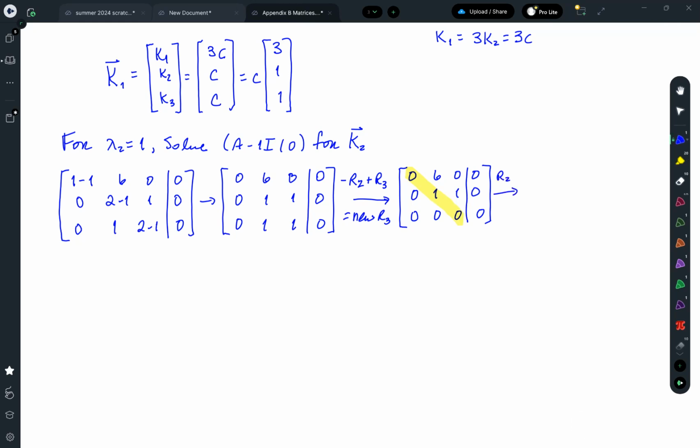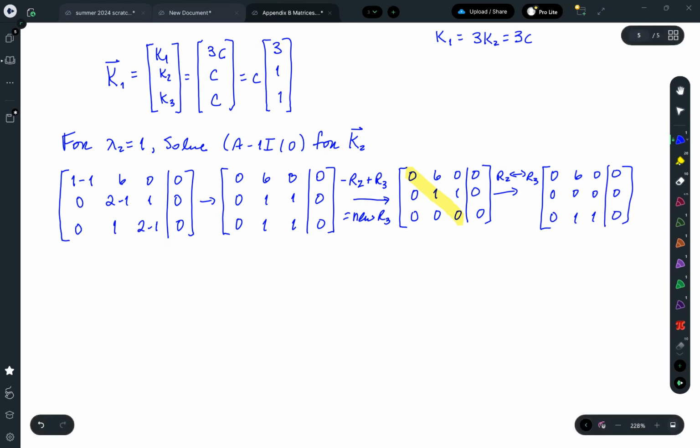So I'm going to take row 2 and swap it with row 3. Row 1 stays 0, 6, 0, 0. Row 2 is now 0, 0, 0, 0. Row 3 is now 0, 1, 1, 0. And I chose to do that because now I have a number in the diagonal there. I have that 1.